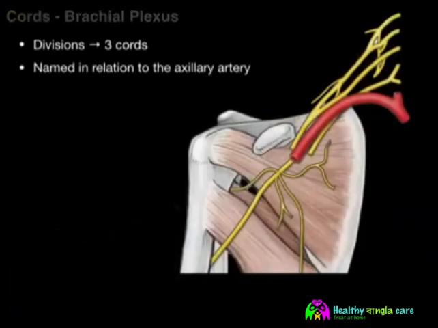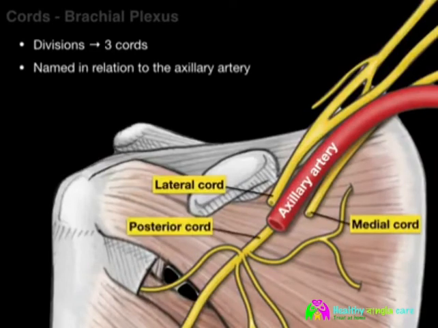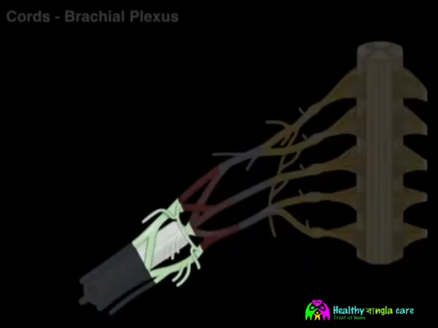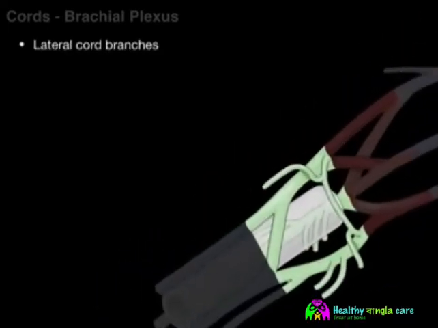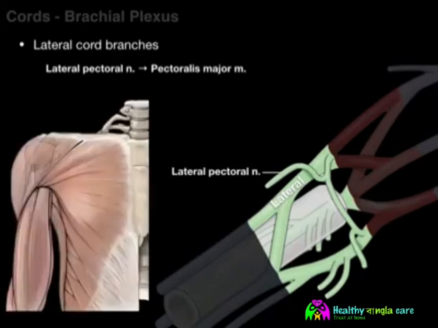Let's do that again, except with this picture right here. There is our axillary artery, and lateral is the lateral cord, medial is the medial cord, and deep is the posterior cord right there. Now some of the branches that come off. Well, the lateral cord branches are as follows. There's our lateral cord, and it gives rise to one branch, the lateral pectoral nerve that innervates our pectoralis major. Lateral pectoral nerve innervates the pectoralis major muscle.